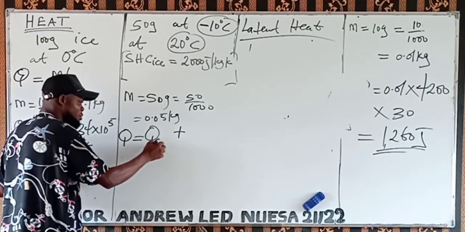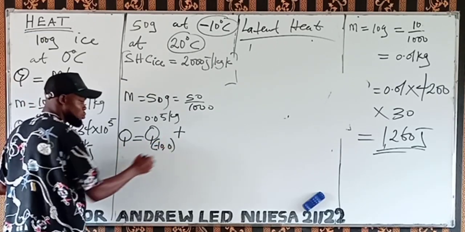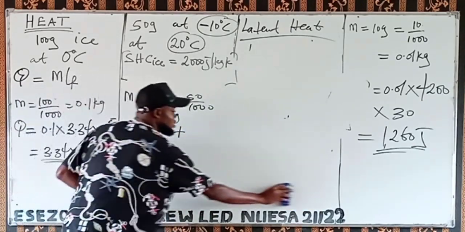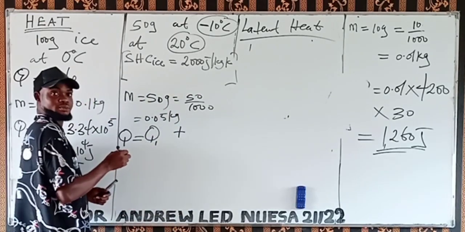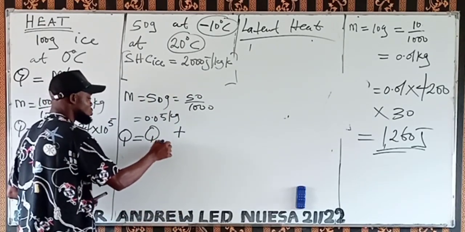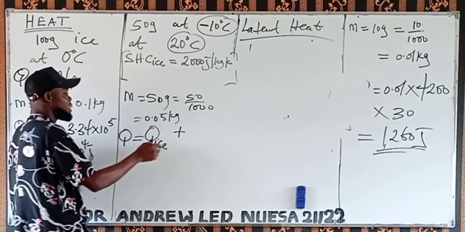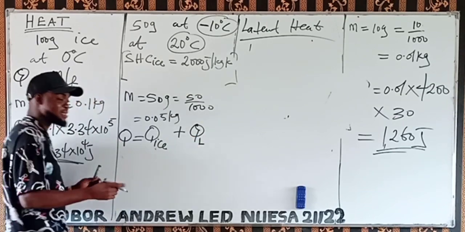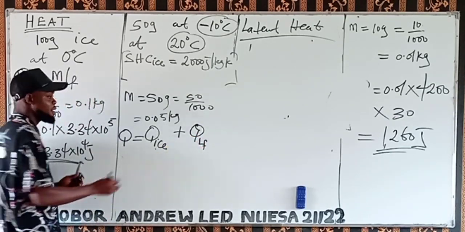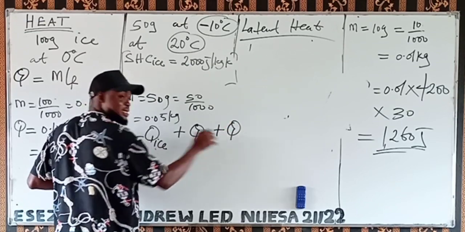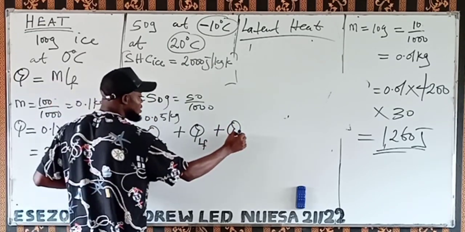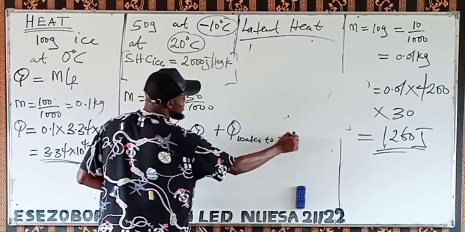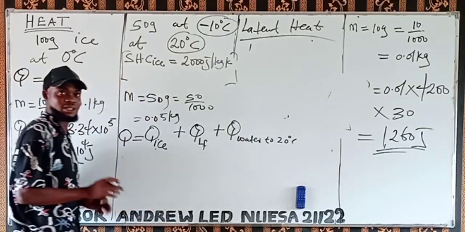That is the first thing: the quantity of heat required to move it from minus 10 to 0. I'll call it the quantity of heat required to raise the temperature of the ice. Then, plus the quantity of heat required to melt the ice to water, which we call the latent heat of fusion for ice. Then, plus the quantity of heat required to move the water to 20 degrees Celsius, that's from 0 to 20 degrees Celsius.